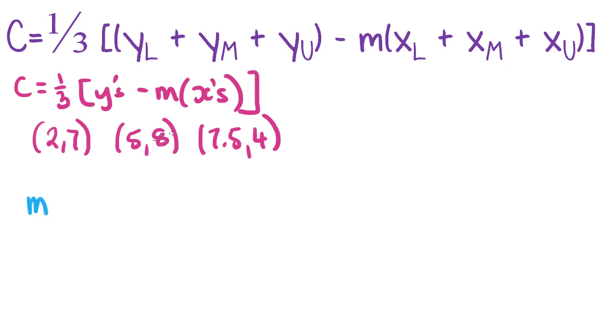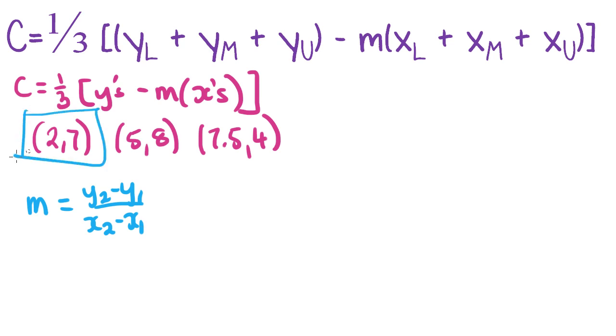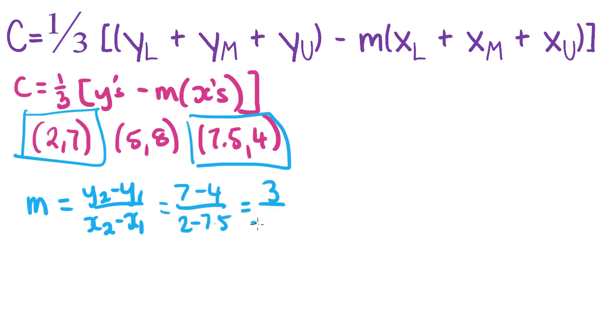Okay, so what was m? Because I'm going to need m to use this formula. M was the difference in y over the difference in x, using these outer 2 points. So 7 minus 4 over 2 minus 7.5 is 3 over negative 5.5. That's the m. Now let's put it into this.